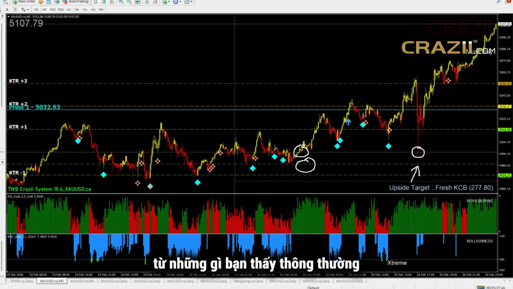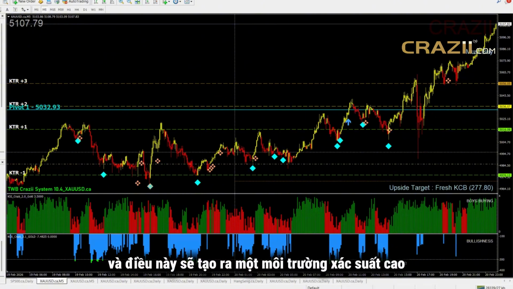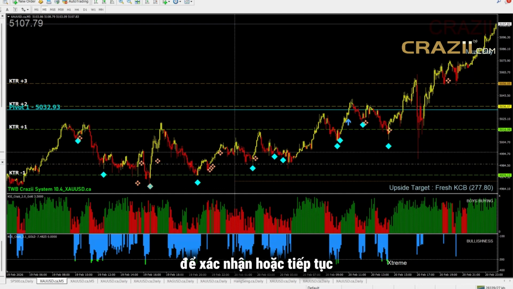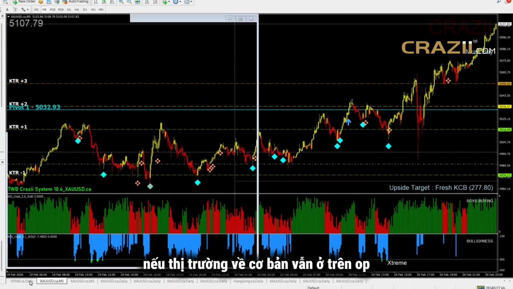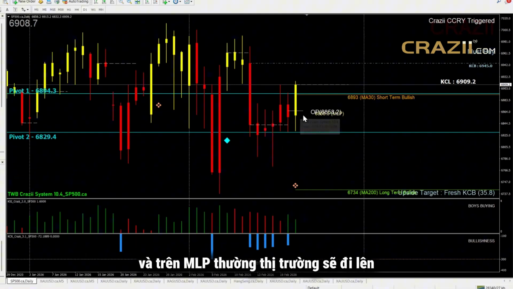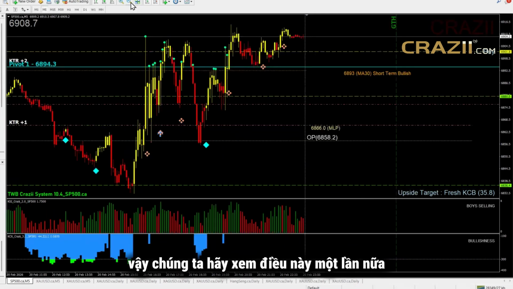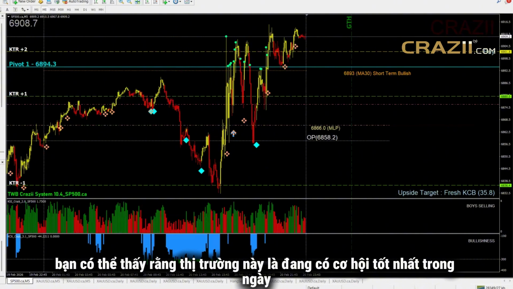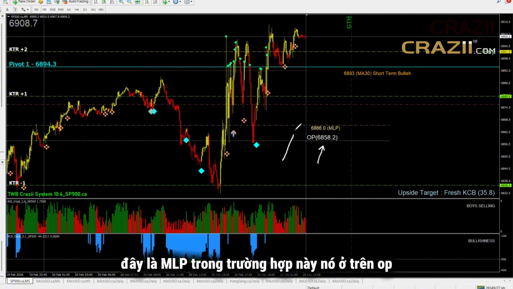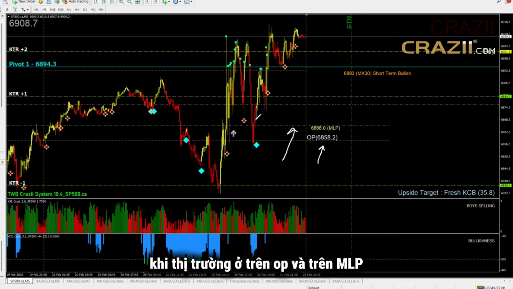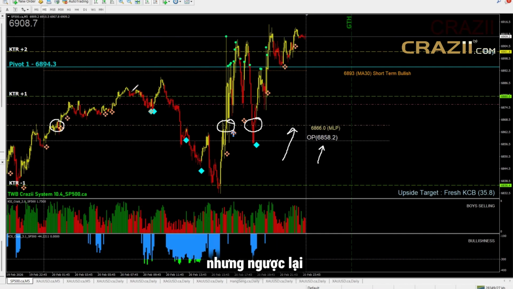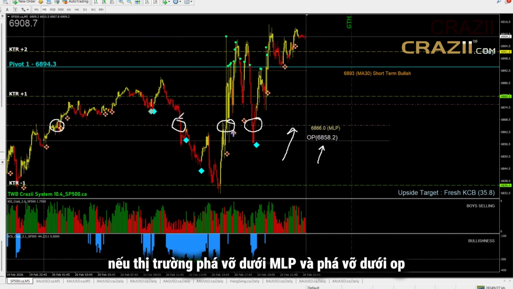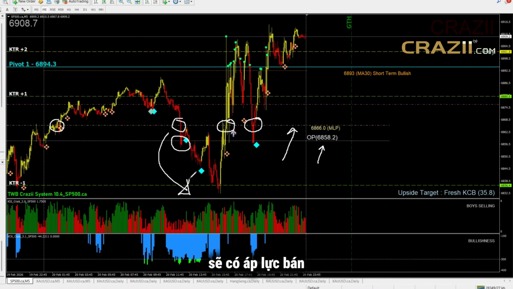So it's a very different thing from what you see in conventional technical analysis. And this will create a high probability environment for confirmation or continuation. So of course, if the market stays above the OP and above MLP, usually the market will go up. So let's see this again. You can see this is the OP of the day. This is the MLP. In this case, it's above the OP. When the market is above OP and above MLP, the market is going to go up. But conversely, if the market breaks below MLP and breaks below OP, there will be selling.